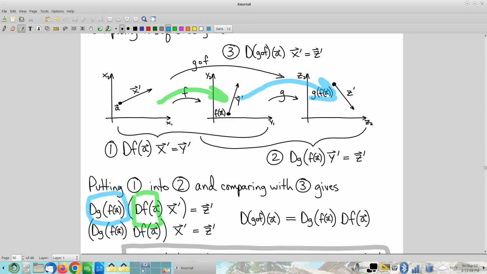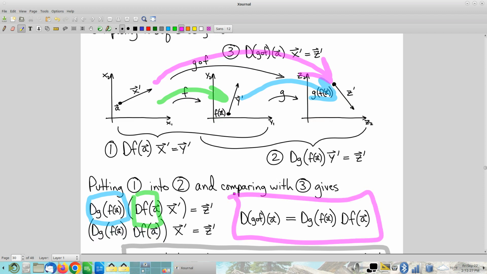So altogether, what have we done? Well, in order to turn x prime into z prime altogether, I first multiplied by the df matrix, and I subsequently multiplied by the dg matrix. And so altogether, the derivative of the composition is the product of the individual matrices.